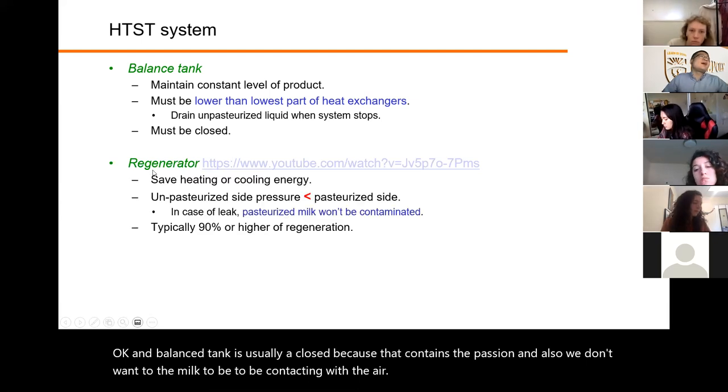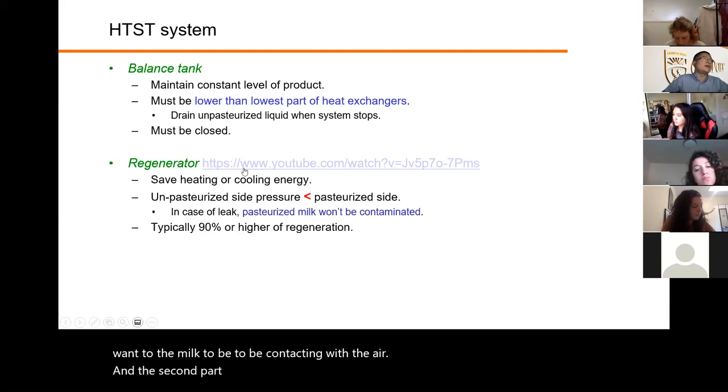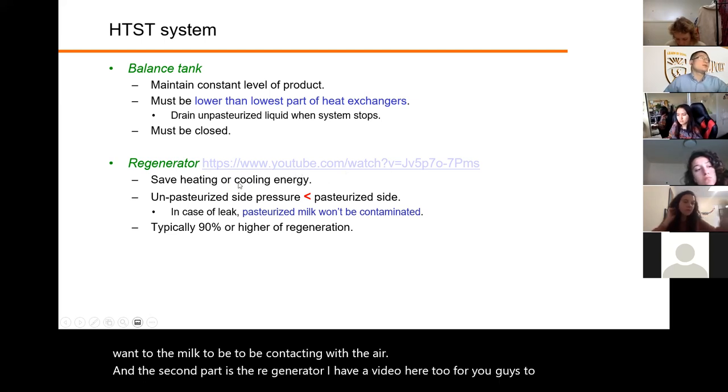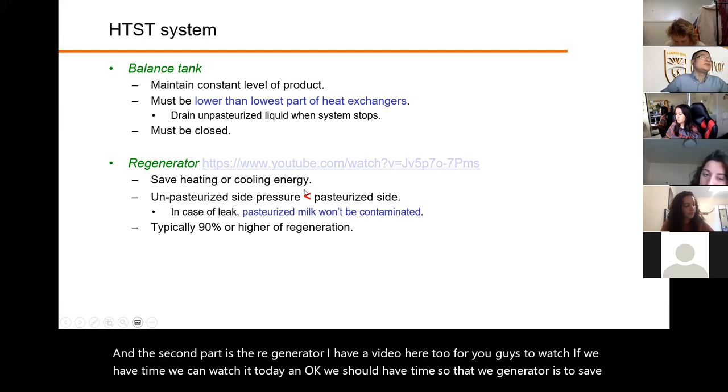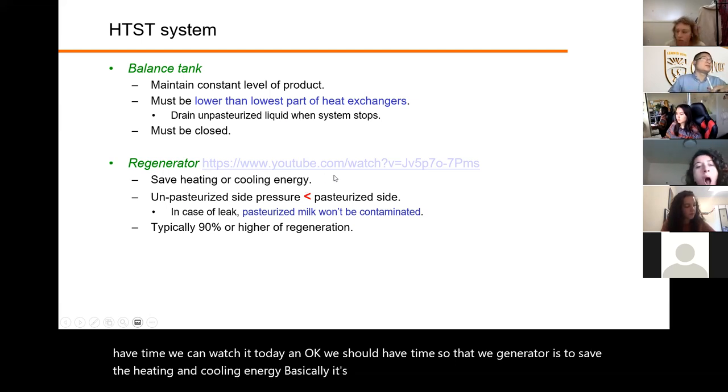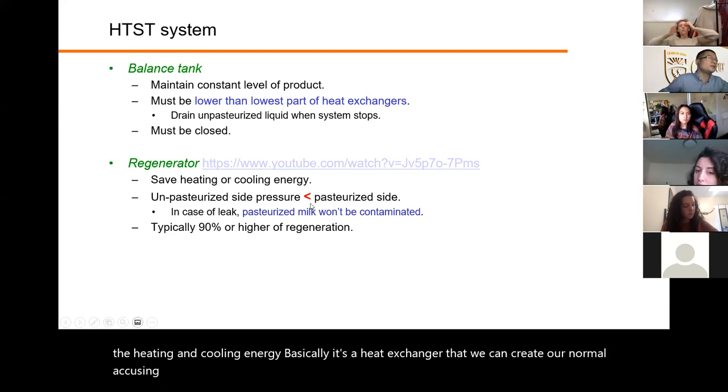And the second part is the regenerator. I have a video here for you guys to watch. If we have time, we can watch it today. And okay, we should have time. So the regenerator is to save the heating and cooling energy. Basically, it's a heat exchanger where we can preheat our raw milk using the pasteurized milk.